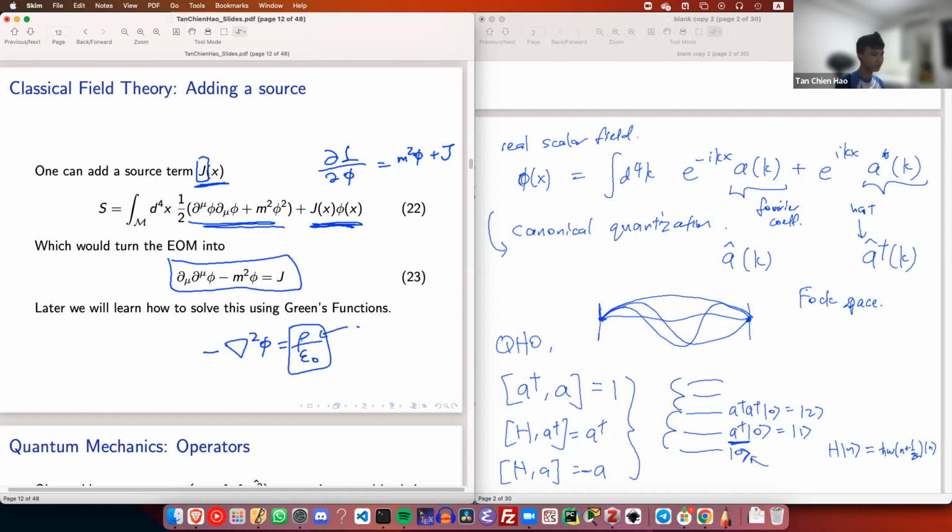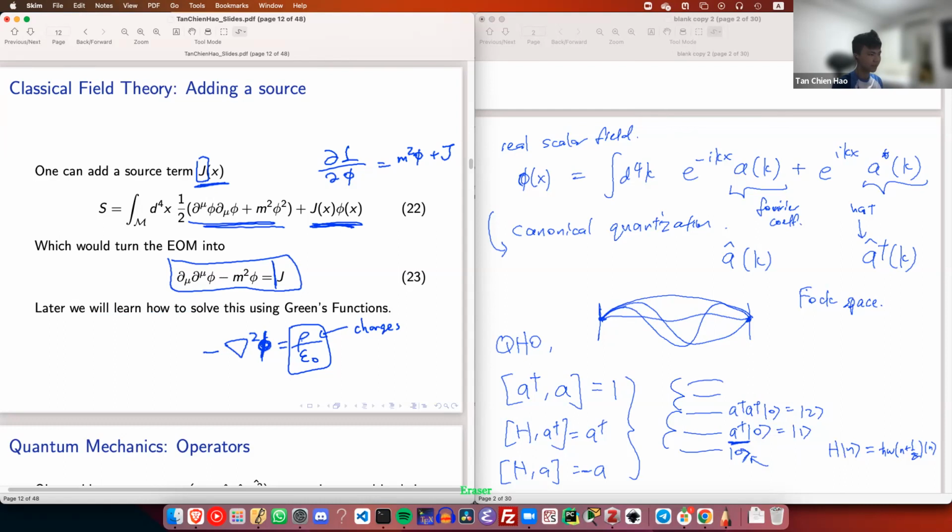This is where we put our charges, and then we can think of the phi as a response to the charges. We must solve this equation to know exactly what kind of field phi is as a result of putting the charges there. So likewise, J is the source of our field phi. In the free theory, it could be, in the field theory, it just has many modes.